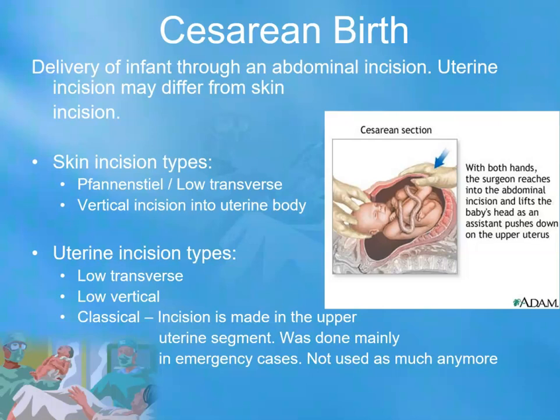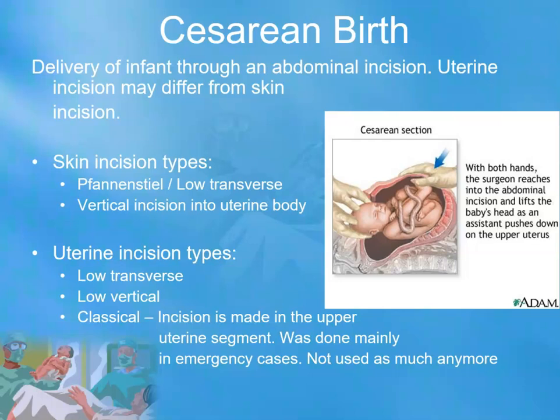The uterine incision could be a low transverse, or a low vertical, okay, or a classical, where the incision is made in the upper uterine segment and it comes all the way down. It's a straight line down. It's almost like they just cut mom open, okay? These are usually done mainly in emergency cases, and we don't see these as often as we did. Sometimes we'll get some patients from other countries that will have this big old line down the middle of their abdomen, and we'll say, wow, you had a C-section, we noticed.